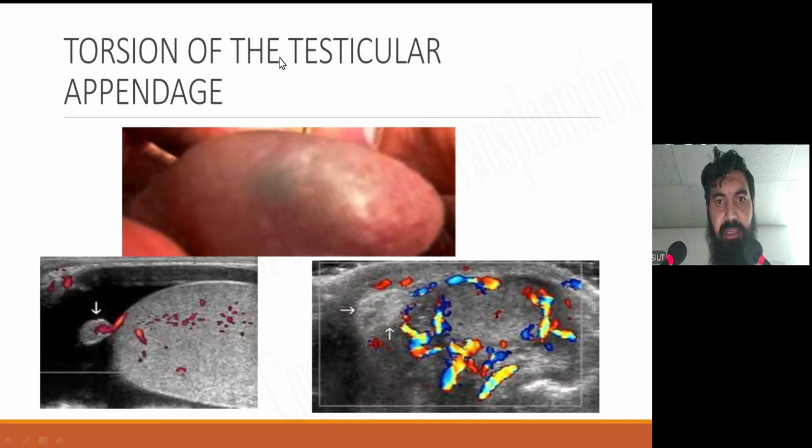Torsion of the testicular appendages, mostly they use the blue dot sign, a blue dot seen on the side of the testis, and they lack blood flow in the appendage testis, and also have on color Doppler loss of blood supply to the appendage.